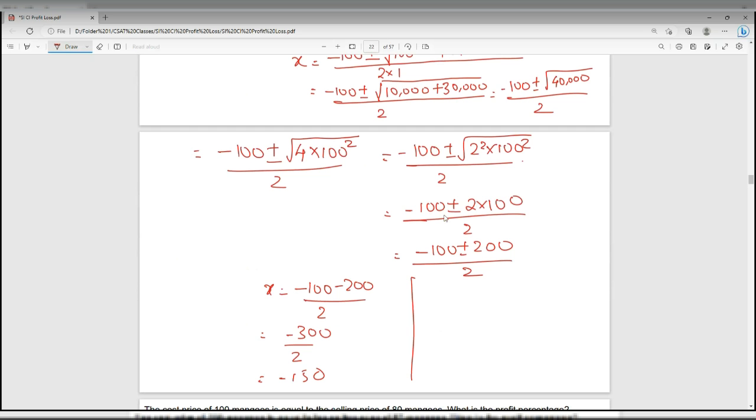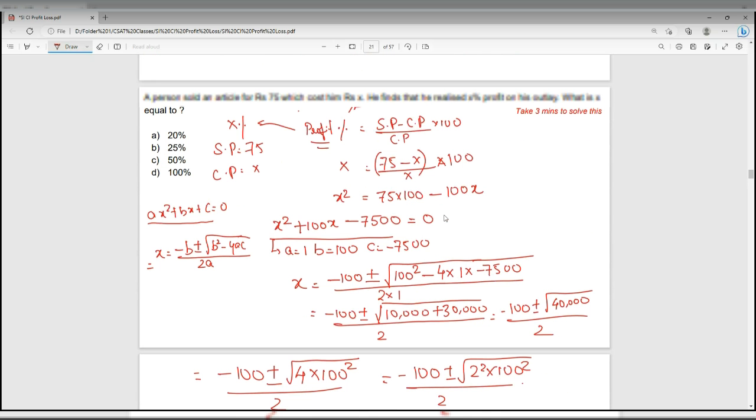And one more root is x is equal to minus 100 plus 200 by 2. This is equal to 100 by 2. This is equal to 50%. So this is minus 150% and this is 50%. Since we are looking for a positive number, x is equal to 50%. The correct option is option C.